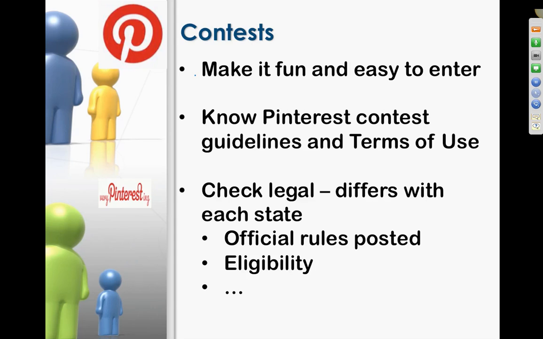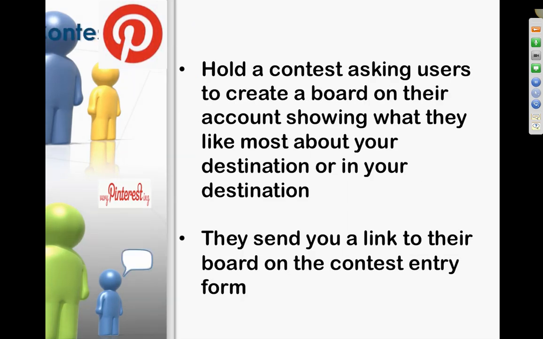Again, with contests, Pinterest has guidelines and terms of use for contests: things that you are allowed to do and things that you're not allowed to do, like how you're not allowed to spam. So you need to know Pinterest rules, but you also need to know your state rules, because every single state or province has different rules related to contests. You need to see what you have to do to be able to run this particular contest. Does it have to be that only people over 18 years of age are eligible? Or, what are the specific rules for your particular state or province in running a contest?